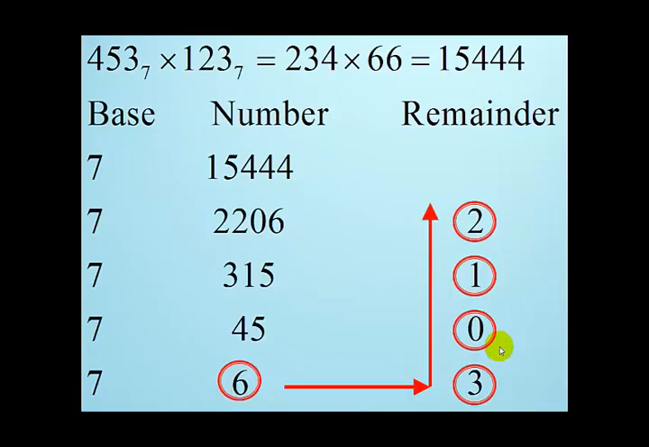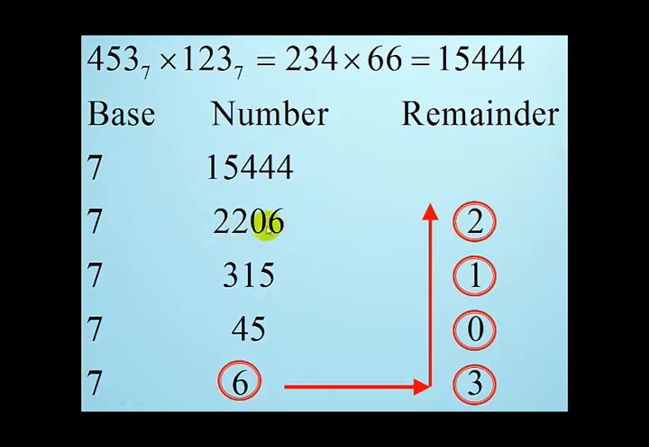Now, when we multiply 4, 5, 3 base 7 by 1, 2, 3 base 7, that is after converting to base 10, we now multiply 2, 3, 4 by 66, and the answer is 15444. Now we have the base because we were working in base 7, so the base is 7. We have the number 15444. Now 15444 divided by 7 equals 2206, and the remainder is 2.